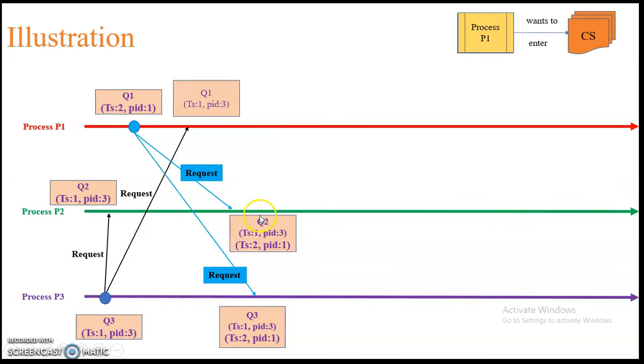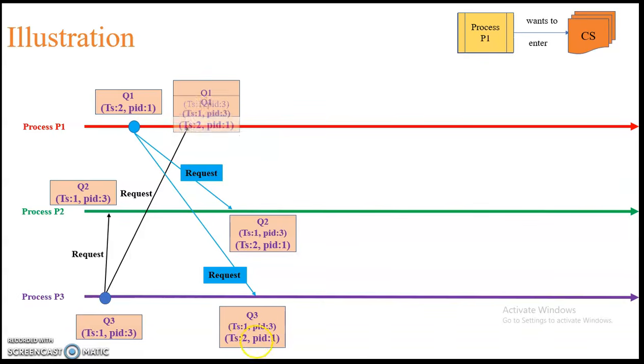Now when it comes to P2, the queue already had timestamp 1 and PID 3. So P1's timestamp will be appended to Q2, process P2's queue, and at the same time timestamp 2 and process ID 1 also get appended, or concatenated, at process P3's queue.